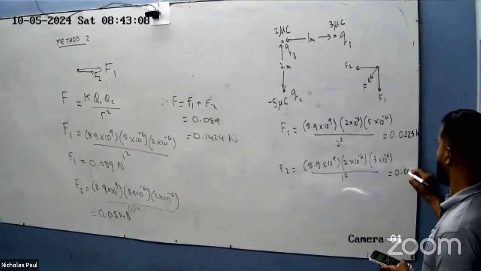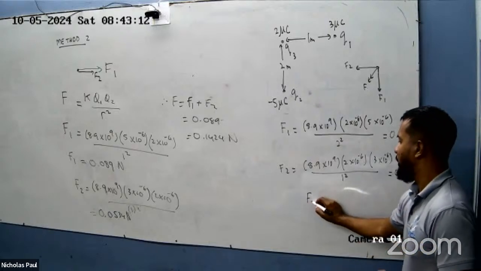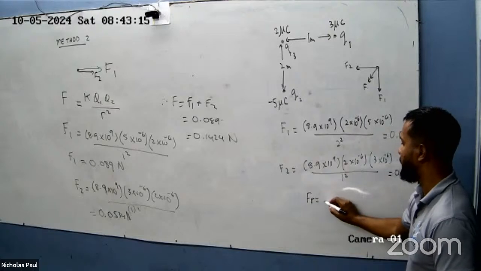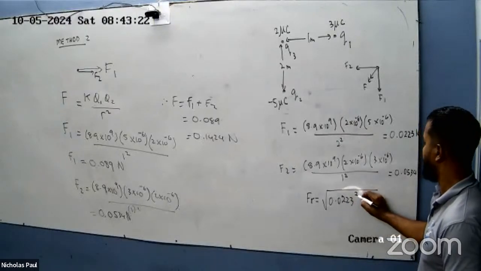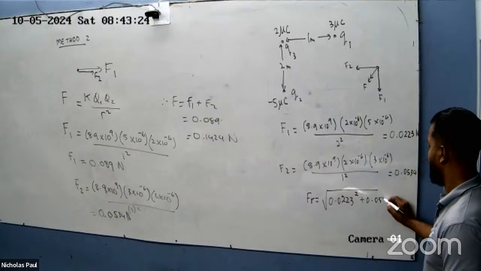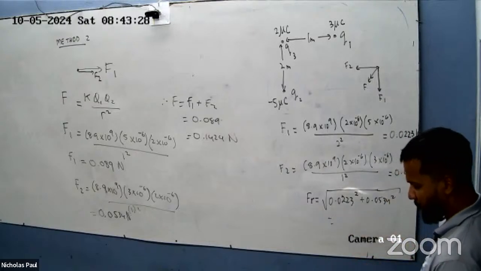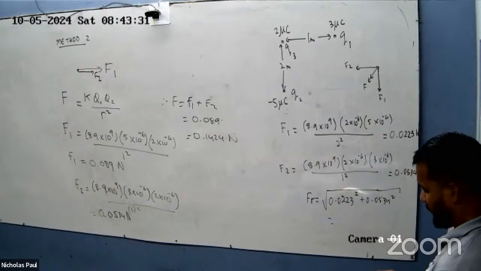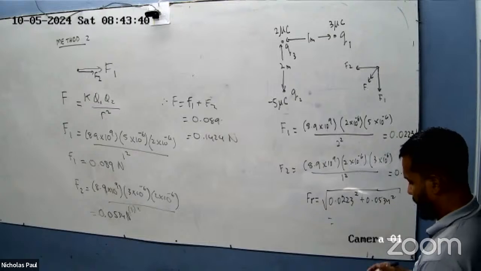Sorry, so anybody got 0.0534? So the resultant force is what? 0.233 squared, plus the other one squared, right? Yeah. I get now 0.057, 0.054.